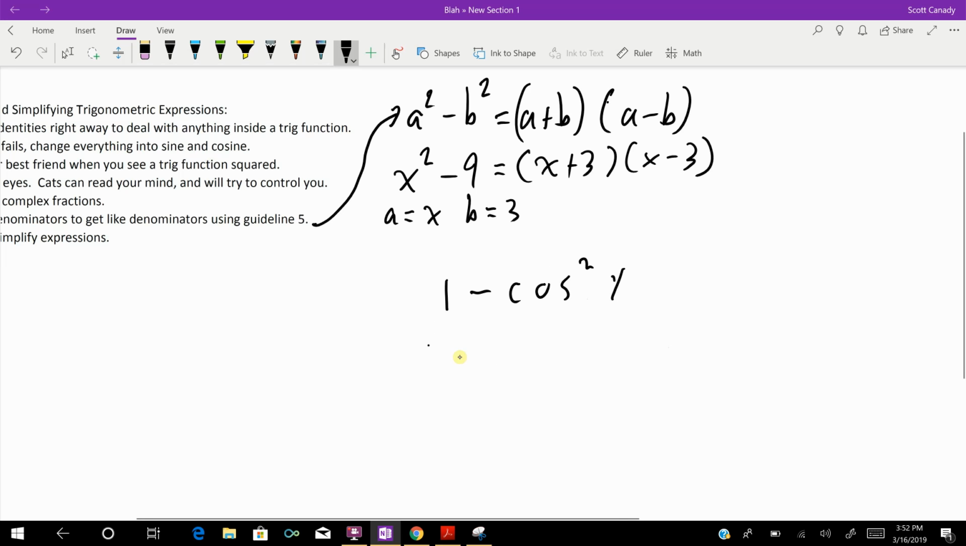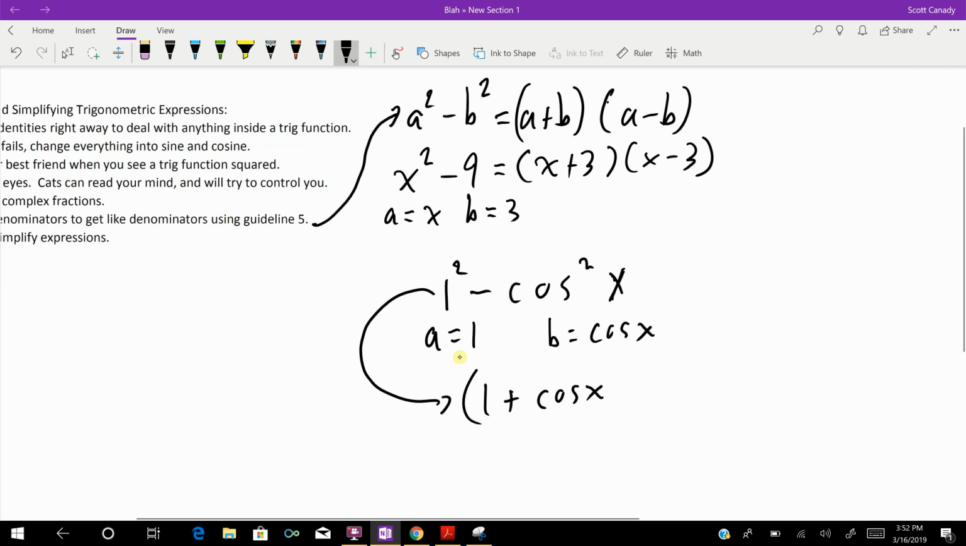And by the way, that's what we're going to need to use in this particular problem when we finally get to it. So in this case, 1 is like 1 squared. So a is going to equal 1. B is going to equal cosine of x. And so this becomes 1 plus cosine of x times 1 minus cosine of x.